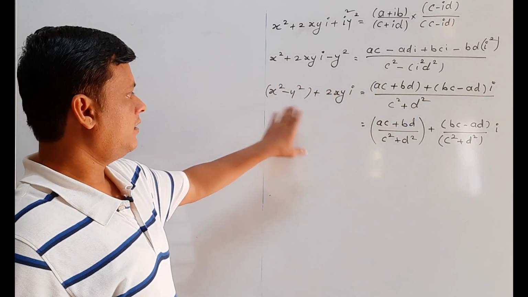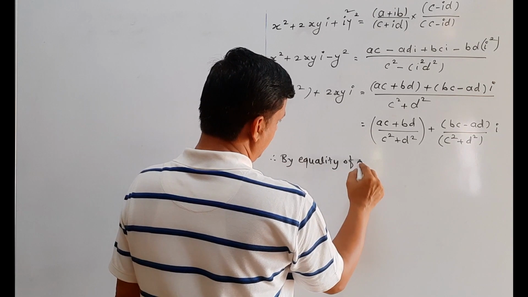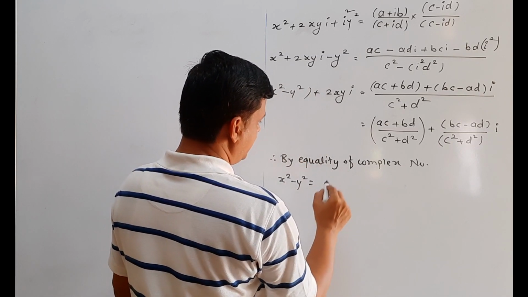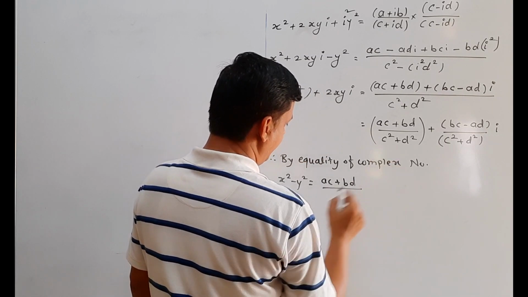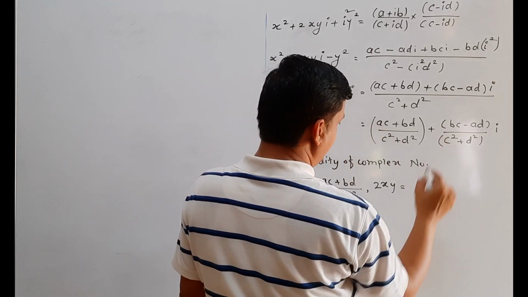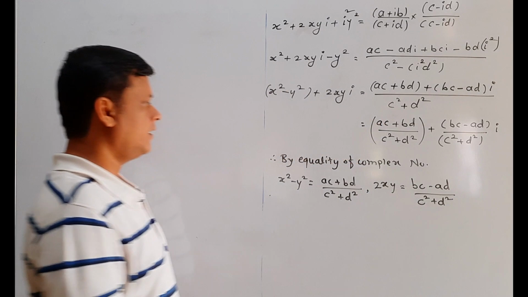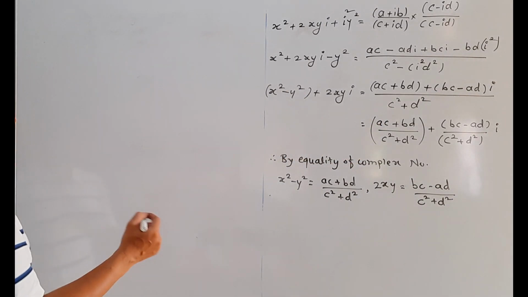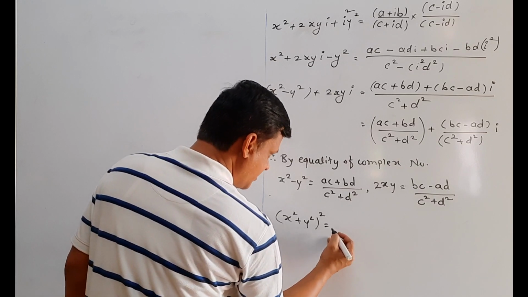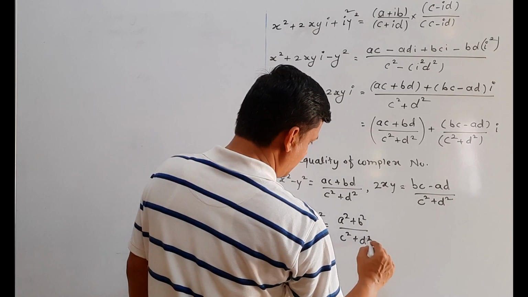So we equate these two complex numbers, therefore by equality of complex numbers we write x square minus y square is equal to ac plus bd upon c square plus d square, and the imaginary part is twice xy, so we write twice xy is equal to bc minus ad upon c square plus d square. Now we require the value of x square plus y square. Now we have to show that (x square plus y square) its square is equal to a square plus b square upon c square plus d square.